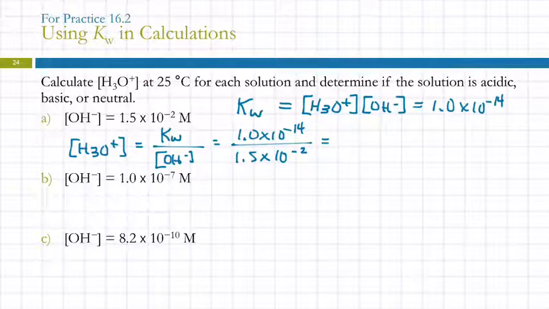Yeah, 6.67. I'm going to round it to 6.7, times 10 to the minus 13. And the unit on that is molarity. So we've got a hydroxide ion concentration that is larger than the hydronium ion concentration. Is this solution acidic, basic, or neutral? It's basic. So this solution is basic.